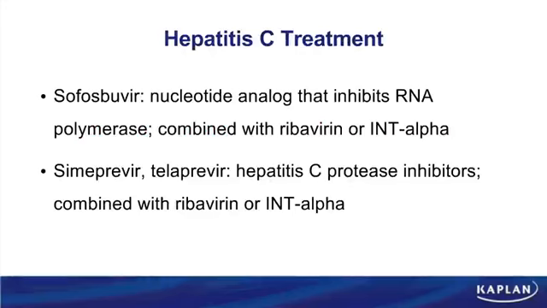We end this chapter by looking at hepatitis C treatments. As we mentioned on the previous slide, interferon alpha plus ribavirin is certainly useful, but we have some new drugs here. Sofosbuvir is a nucleotide analog that inhibits RNA polymerase and can be used in combination for hepatitis C. Simeprevir or telaprevir are also hepatitis C drugs, but they work by inhibiting hepatitis C protease. Like the others, they can be combined with ribavirin or interferon alpha.